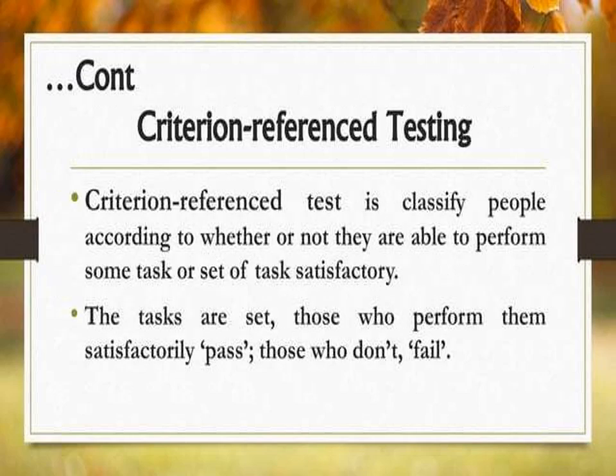Criterion-referenced testing, on the other hand, measures what a student can actually do. So instead of comparing scores, these tests check if a student meets specific skills or standards. For example, a language certificate might confirm that a student can greet other people, ask for information, or follow instructions. So it doesn't matter how many students pass or fail. What matters is whether they meet the set criteria.